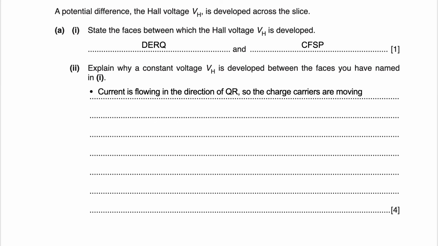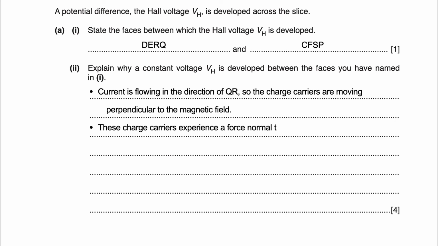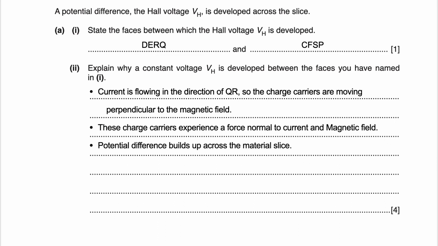Then the charge carriers experience a force perpendicular to the current and magnetic field, because themselves they will create something and they will oppose everything. These three will oppose each other at 90 degrees. Because of this, a potential difference builds up across the material of the slice, where you can develop potential differences only along the third axis.